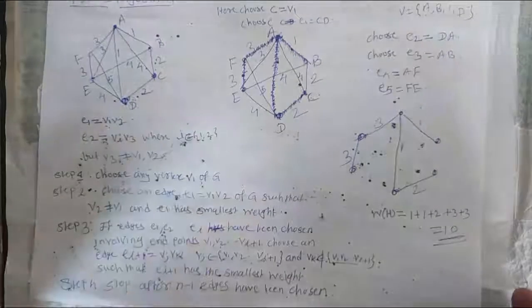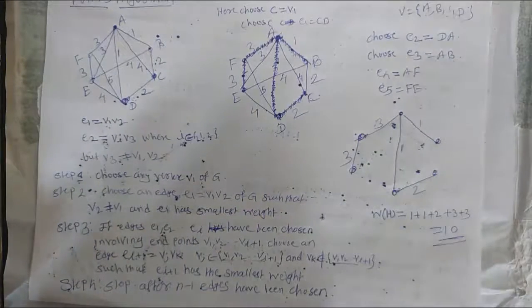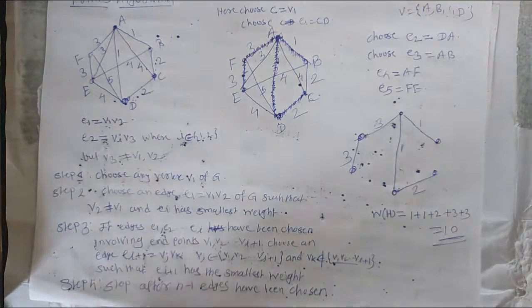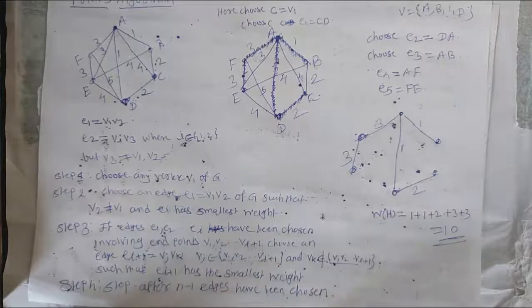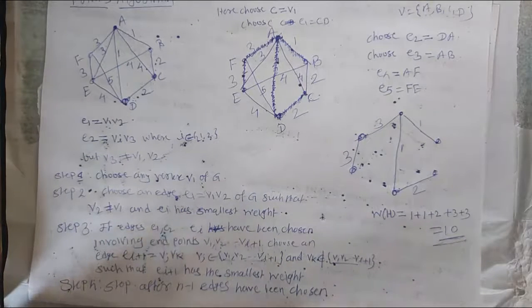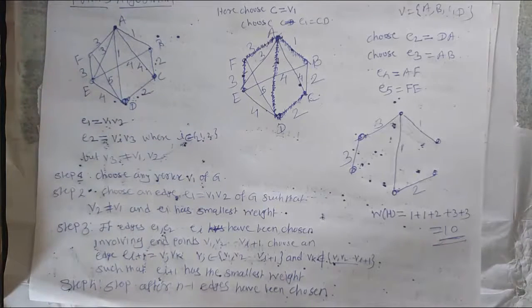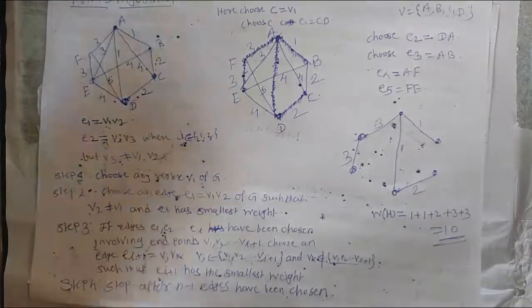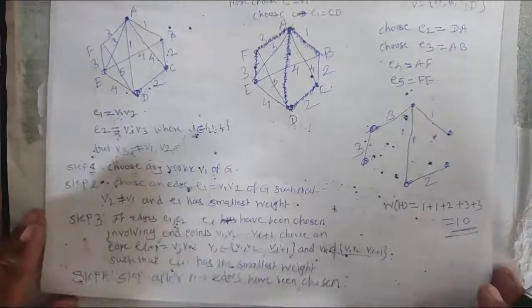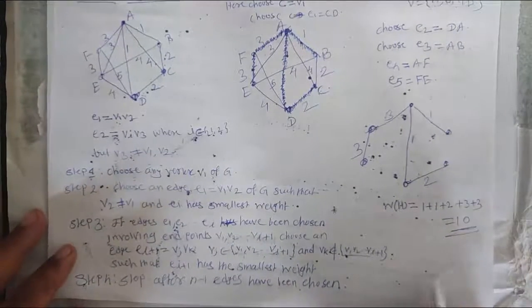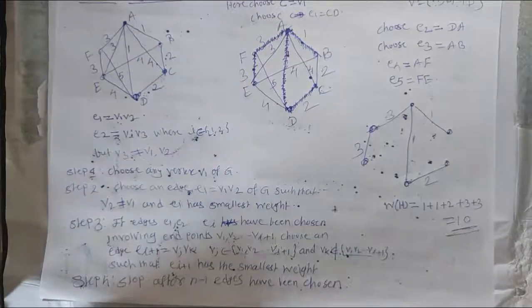We can find the minimum weighted spanning tree by either Kruskal's algorithm or Prim's algorithm. So you can use any one method from these two. Okay, we stop here.